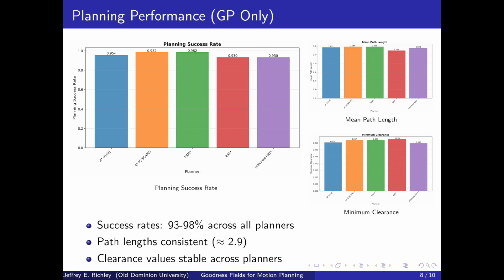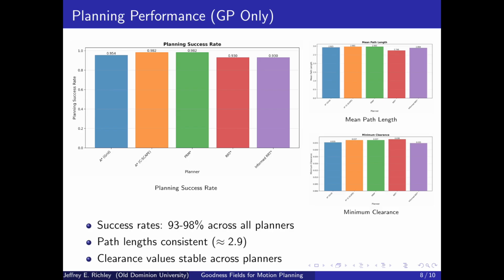Up to this point, I focused on how well the surrogate models represent configuration space. The natural question is whether that representation actually improves planning performance. To answer that, we integrated the Gaussian process goodness field into several classical planners and evaluated their behavior using standard planning metrics. The plots here summarize success rate, mean path length, and minimum clearance.